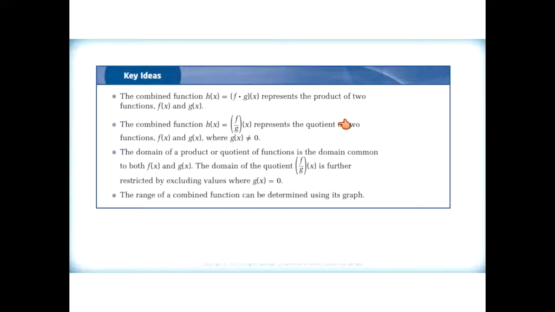But make sure we have to look for non-permissible values. So g of x is not allowed to be equal to 0. And the domain of a product or quotient function is the domain that we say is common to both f and g. And usually we're dealing with polynomials with no restrictions on them, so that's not a big deal. And for a quotient function, though, we have to be specific and say that the domain is restricted by excluding the values right here, where g of x is equal to 0, as we did.